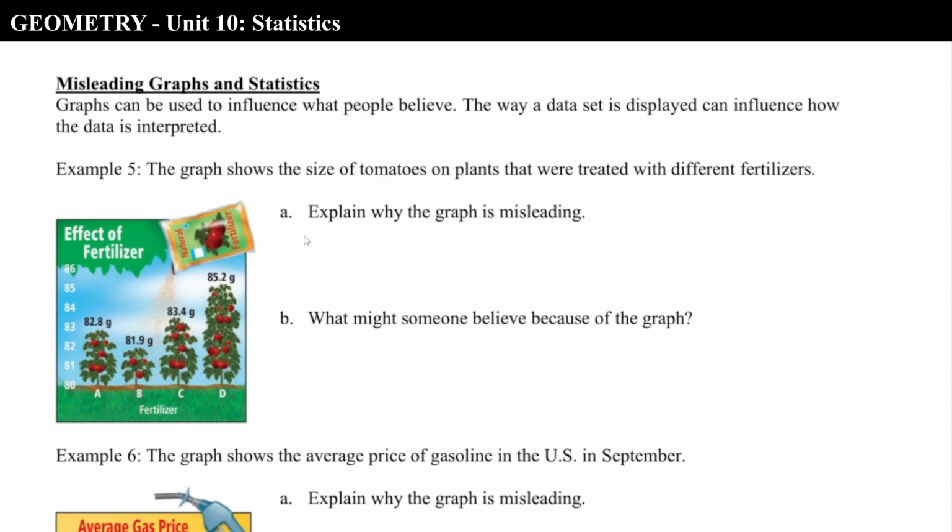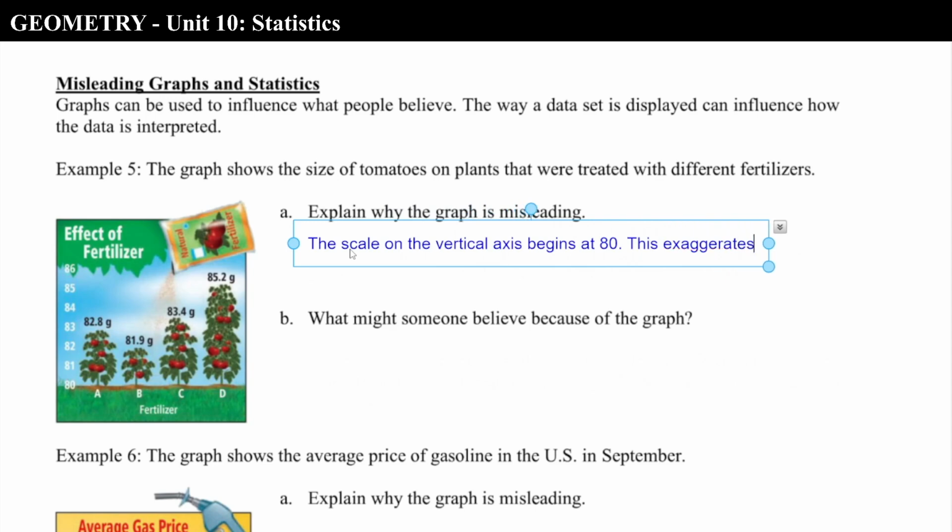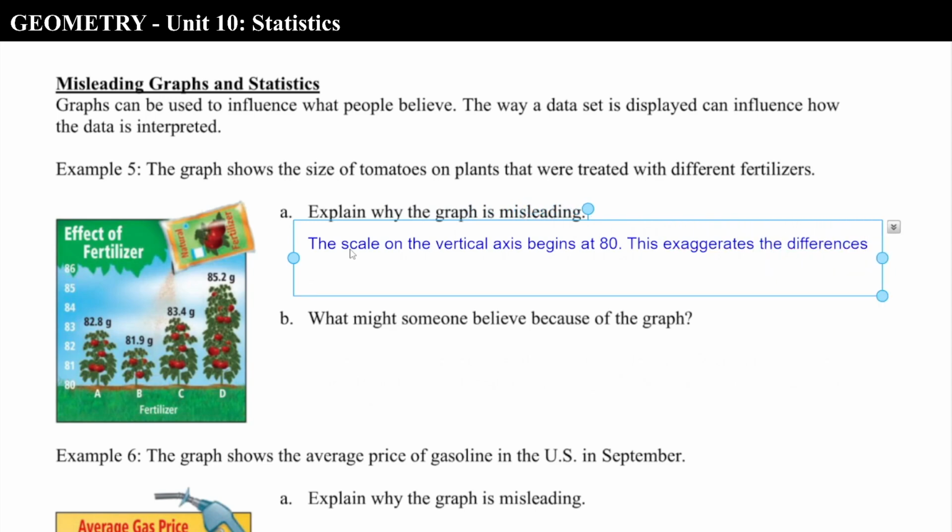So in example 5, this graph shows the size of tomatoes on plants that were treated with different fertilizers. So we're going to explain why this graph is misleading. Well, if you notice, the scale starts at 80 and goes to 86. So is there really that much difference between these 4 values? And the answer is no. The scale on the vertical axis begins at 80. This exaggerates the differences between the sizes of the bars.